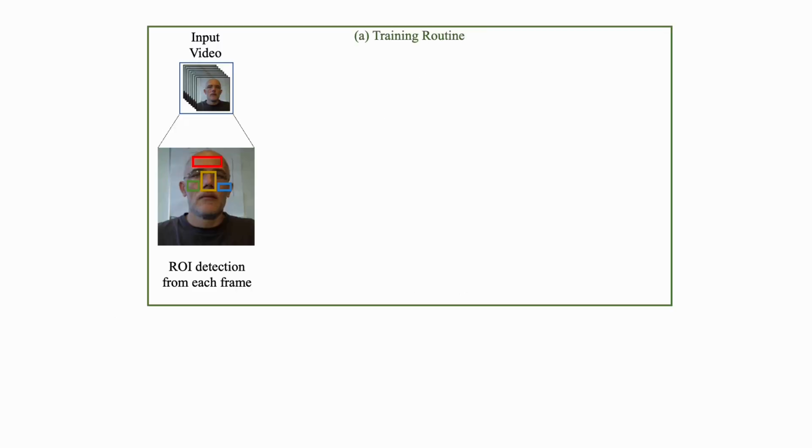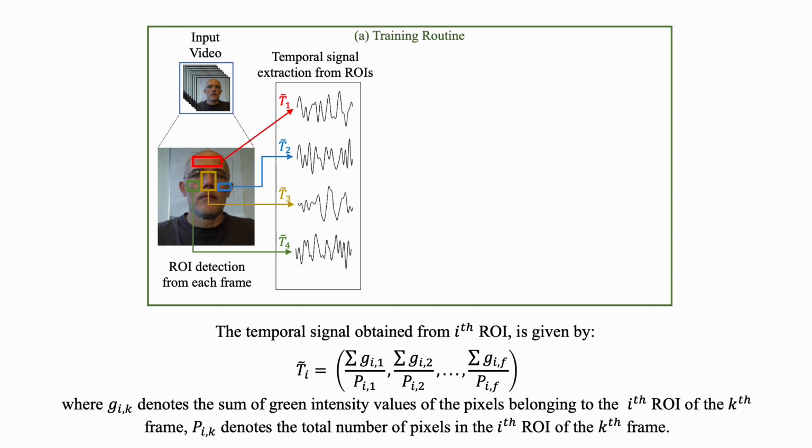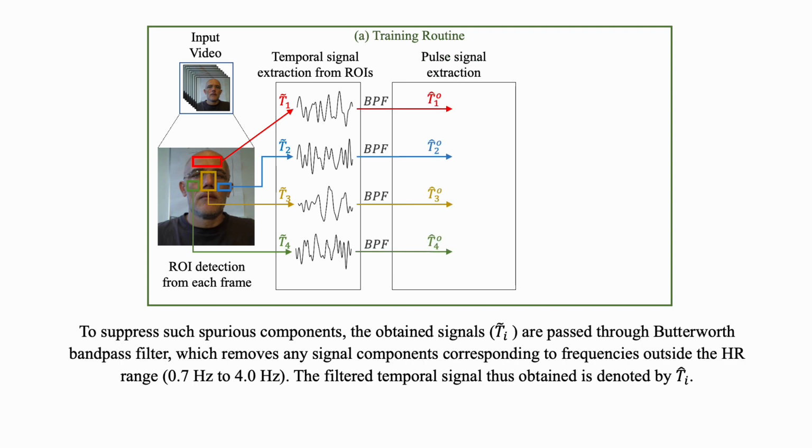Given an input video, the region of interest or ROI corresponding to each frame is detected. We then obtain the temporal signals from each ROI as the average of the intensity values of the green channel across all ROI frames. The obtained temporal signals contain irrelevant signal components such as noise. To suppress such spurious components, we pass the obtained signals through a bandpass filter.